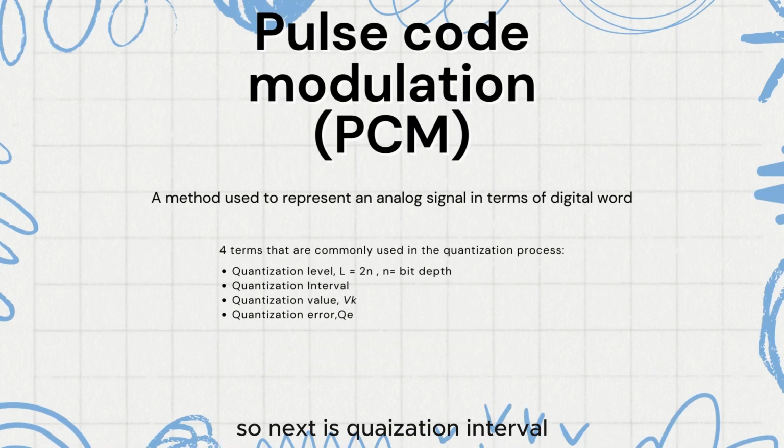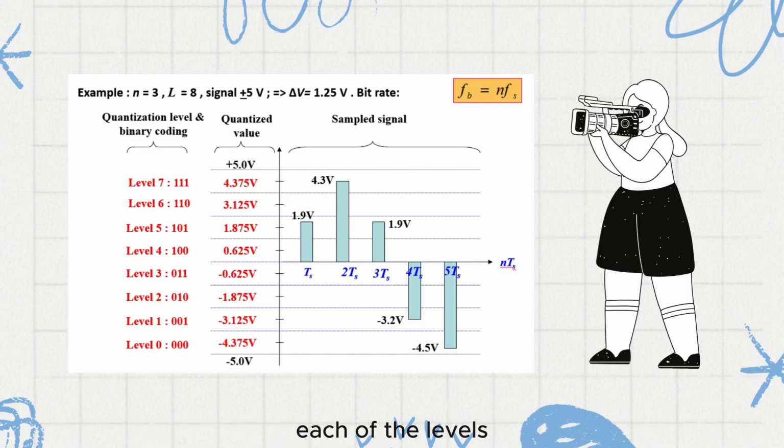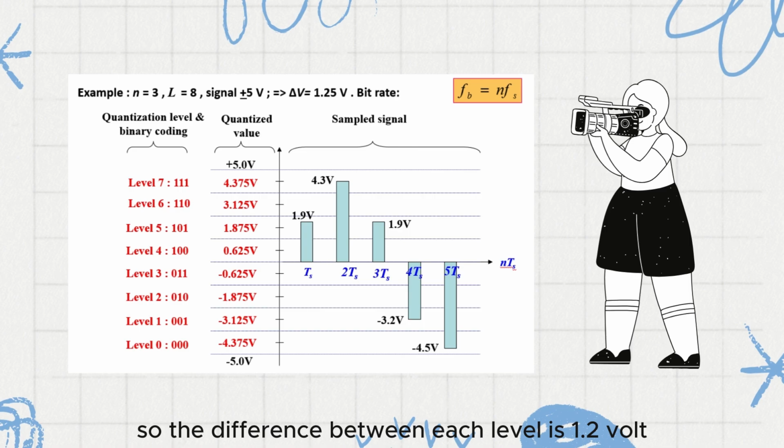So next is quantization interval. Quantization interval means the difference between each of the level voltages. So how do we know the first one? We have to use the peak to peak, that means plus 5 volts minus negative 5 volts, we get 10. So 10 divided by 8, we get 1.25 volt. So the difference between each level is 1.25 volt.